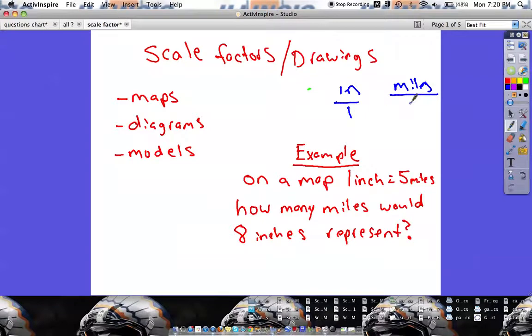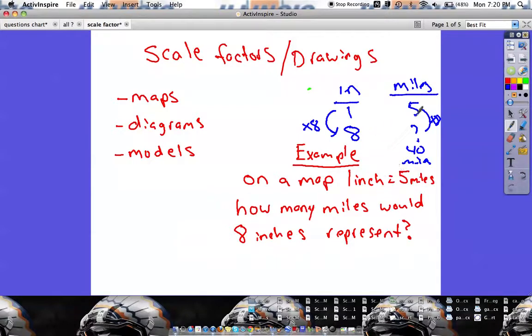If we know that 1 inch is 5 miles in real life, but 1 inch on the actual chart, and we have to get to 8 inches, how many miles is it going to be? Again, this should be pretty easy. We've already got it down to a unit rate here. A unit rate is just with 1. So if I do 1 times 8 to get to 8, we will times 8 on the other side, and your answer would be 40 miles. So 8 inches on the map would be 40 miles in real life.